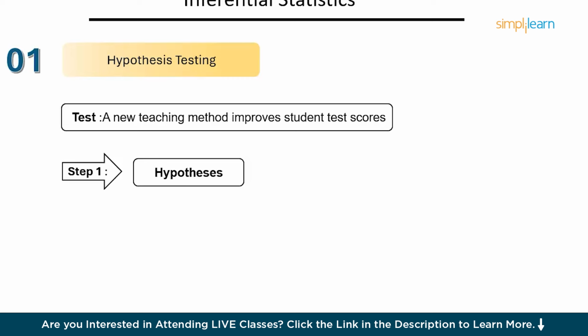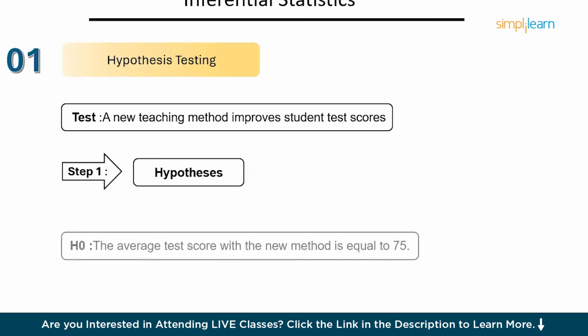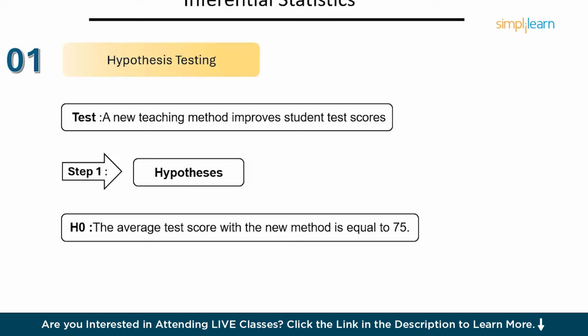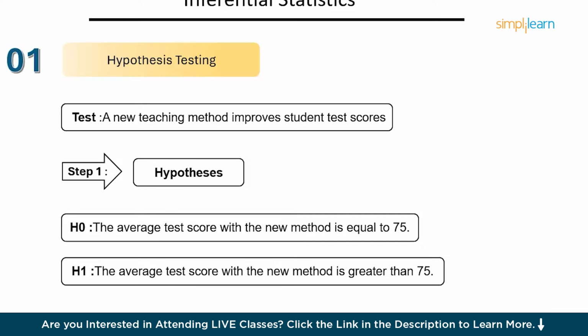To do this, we set up two hypotheses. H0, that is the null hypothesis, and that is the average test score with the new method is equal to 75. This means that the new method has no impact and there is no improvement in the test scores. H1, that is the alternative hypothesis, the average test score with the new method is greater than 75. This suggests that the new method does improve test scores. In simple terms, we are trying to figure out if the new method makes any difference compared to what we normally expect, which is a score of 75.